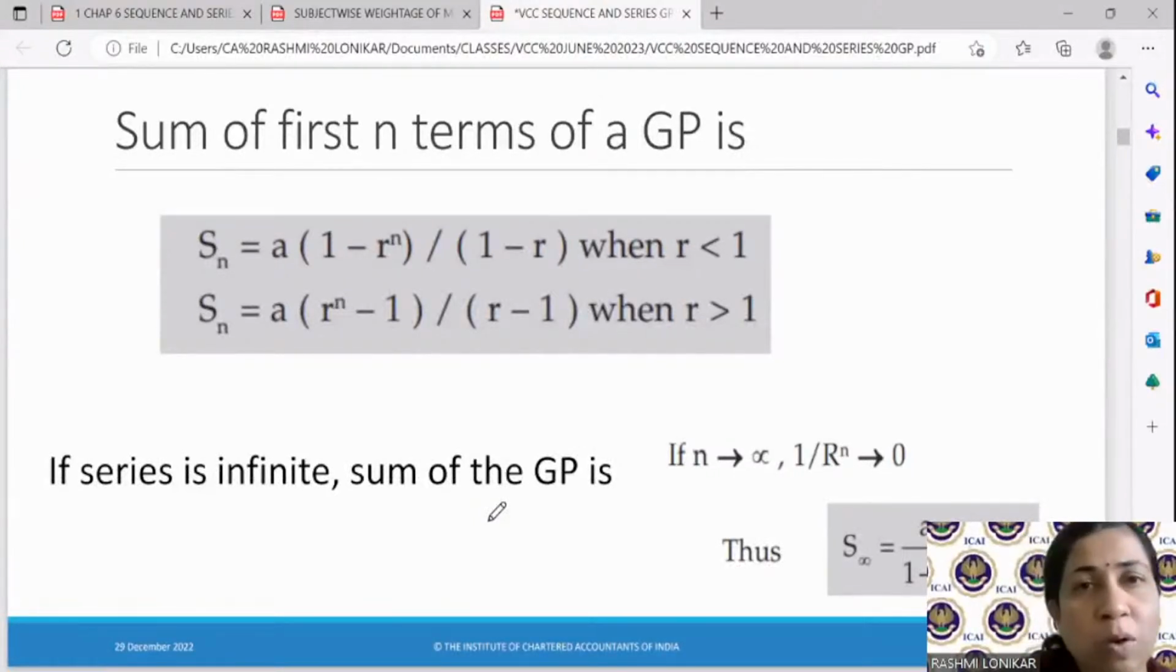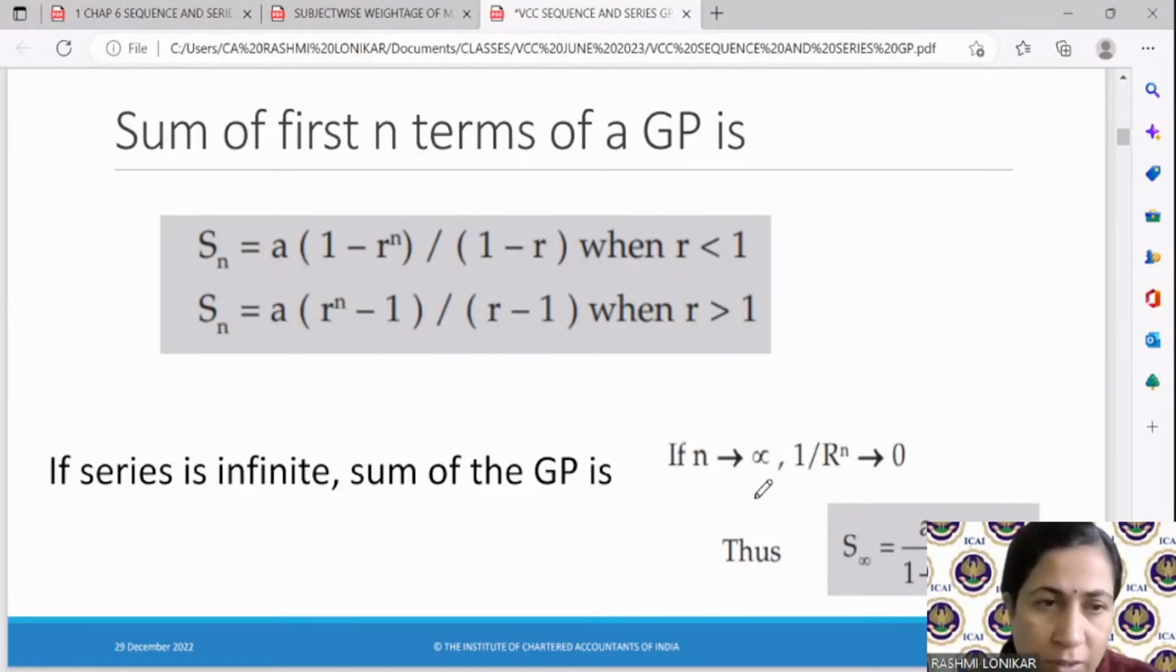So you remember what is the sum of an AP when L is given, that is, when the first and the last term are given. I use n by 2 times A plus L. So similarly, now here this formula is different. Here the formula will depend upon the value of R, whether R is greater than 1 or less than 1. So this is important here.